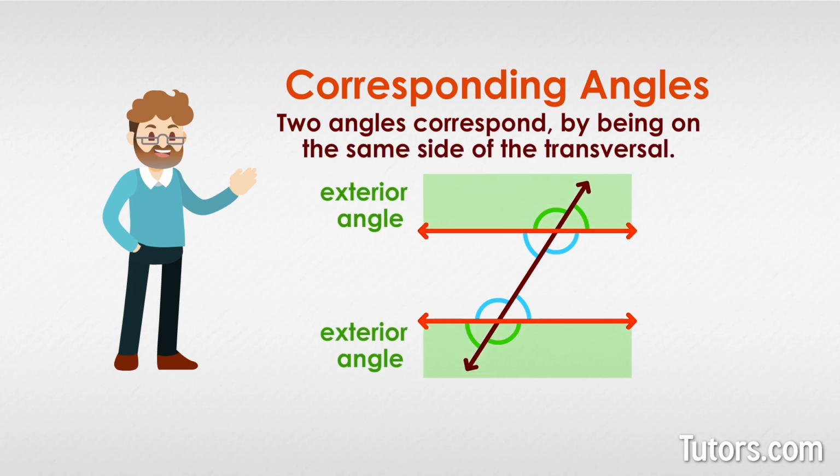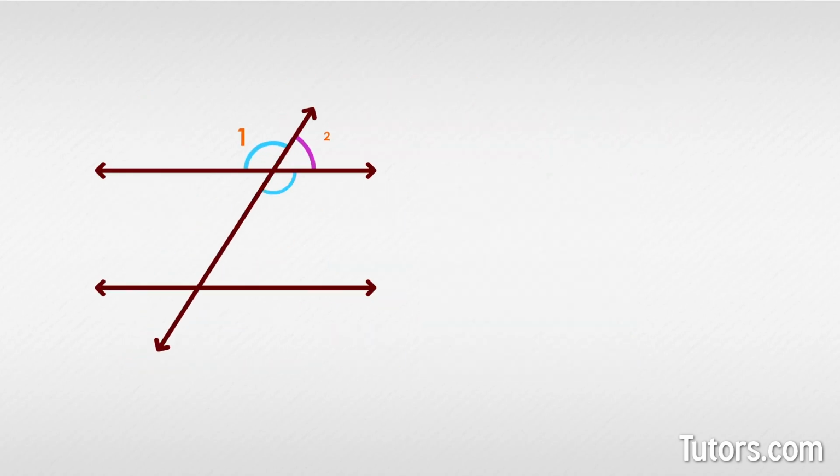One is an exterior angle, outside the parallel lines, and one is an interior angle, inside the parallel lines. Corresponding angles are never adjacent angles. They do not touch. Can you find the corresponding angle for angle 2 in our figure?